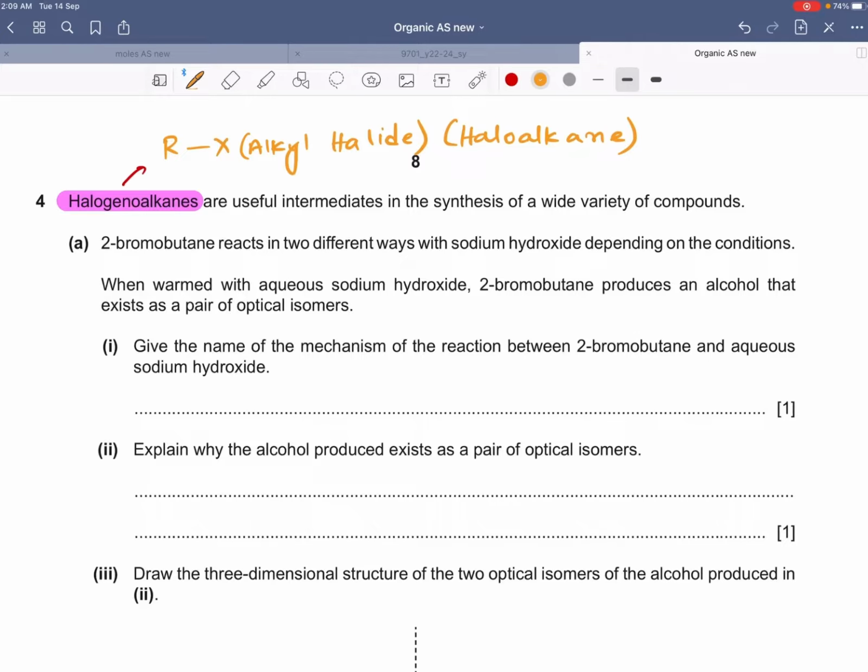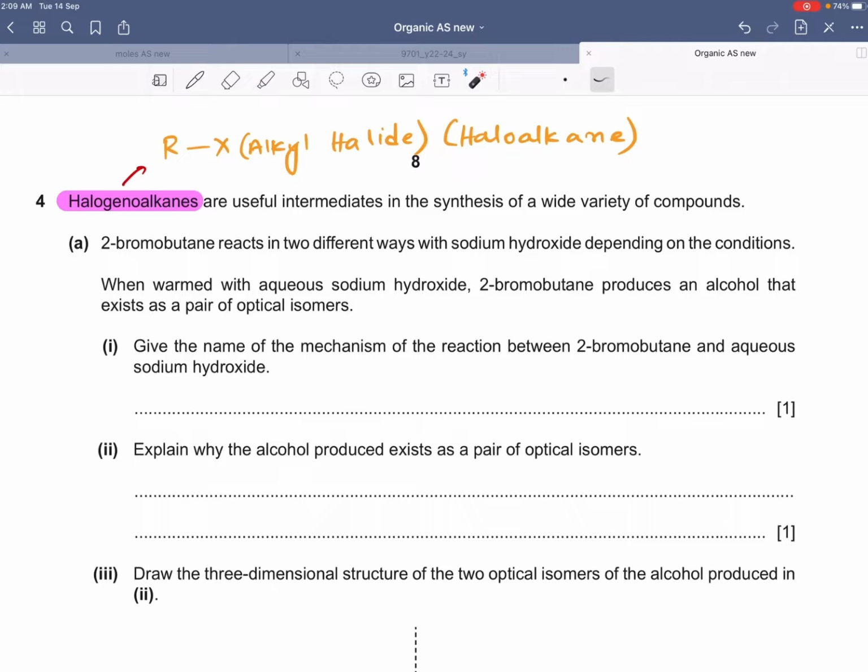So the question says that halogenoalkanes are useful intermediates in the synthesis of a wide variety of compounds. So we can make a lot of compounds from halogenoalkanes. And the reaction they are talking about is that 2-bromobutane reacts in two different ways with sodium hydroxide, depending on the conditions, right? So 2-bromobutane can react with sodium hydroxide in two different ways depending on conditions.